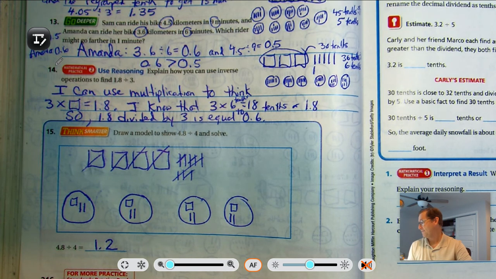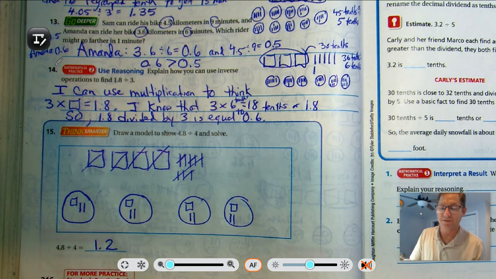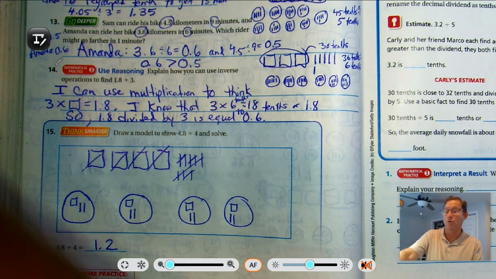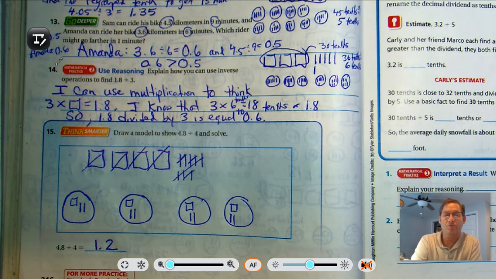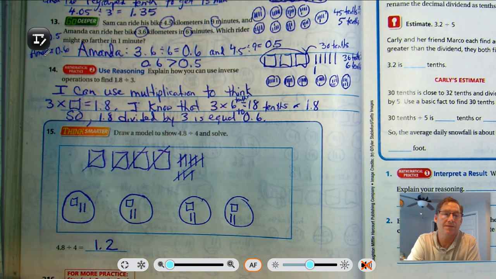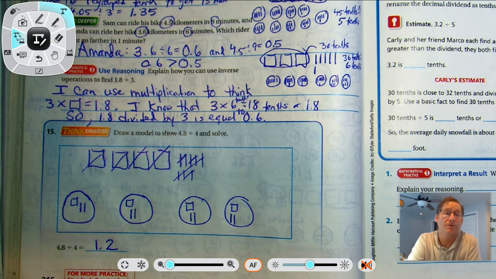Okay, so everybody, that's it for our lesson with dividing decimals by whole numbers using models. In our next lesson, lesson 5.3, we're going to be working on estimating quotients. So until then, I will see you soon.